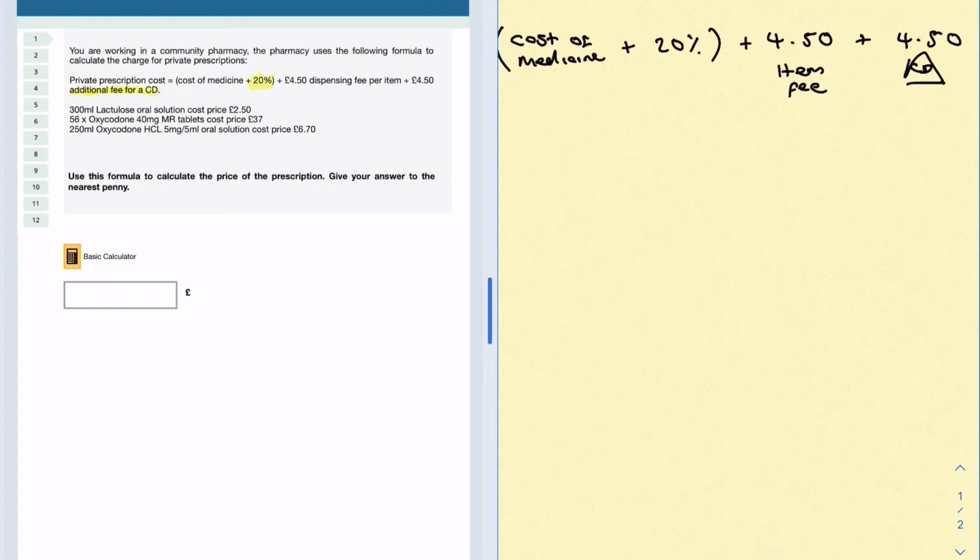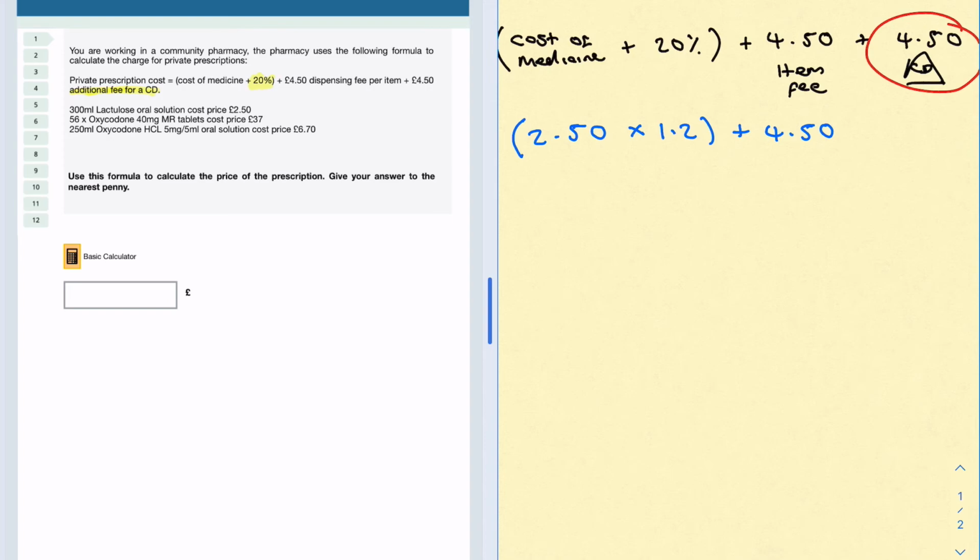So if we start with the lactulose costs £2.50. We're going to add 20%. So how do you add 20%? Well, you times it by 1.2, or you could do plus 20% on your calculator. We're going to add £4.50 for our item fee, and we're not going to add the CD fee. Why? Because, well, hopefully at this point you're aware that lactulose is not a CD.